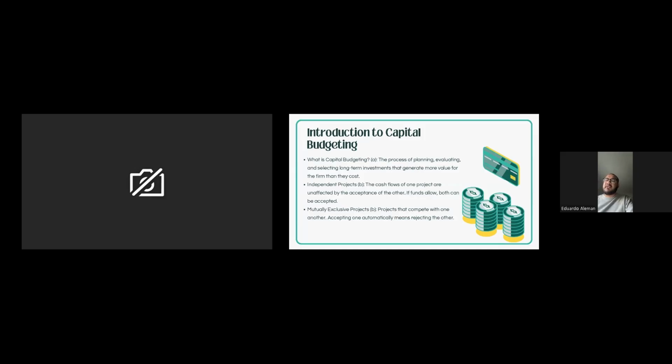Introduction to capital budgeting. Before diving into the numbers, let's define our framework. Capital budgeting is our process for selecting long-term investments. I distinguish between independent projects, which can be assessed simultaneously if they add value, and mutually exclusive projects, where choosing one means we must let the other go.